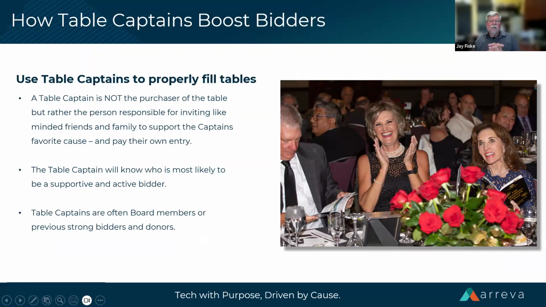Now, table captains are a little different. Table captains are where we reach out into the community. Often our board members or close supporters of our cause, and we say to them, would you be willing to fill a table of bidders for us? We love it.